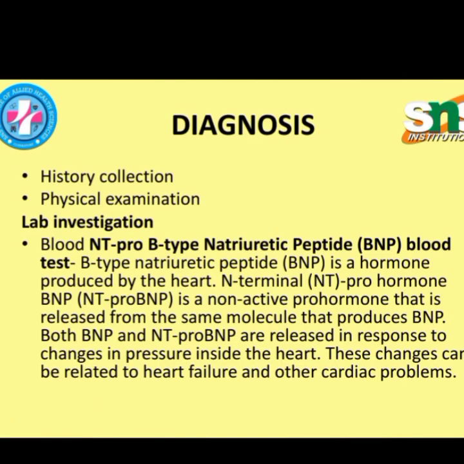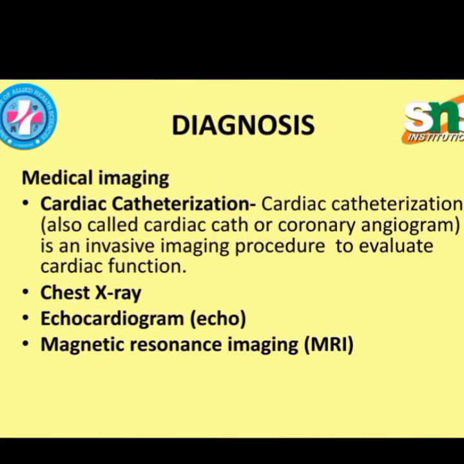And then diagnosis: in diagnosis, history collection and physical examination. Another one is lab diagnosis. In lab diagnosis, we have to see the NT-proBNP, B-type natriuretic peptide, BNP blood test, and then medical imaging. Cardiac catheterization, also called cardiac cath or coronary angiogram, is an invasive imaging procedure to evaluate cardiac functions. And then chest X-ray to rule out whether cardiomyopathy is present or not. And then echocardiogram and magnetic resonance imaging, MRI.